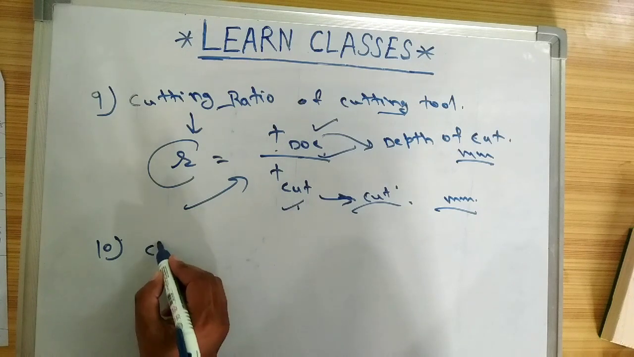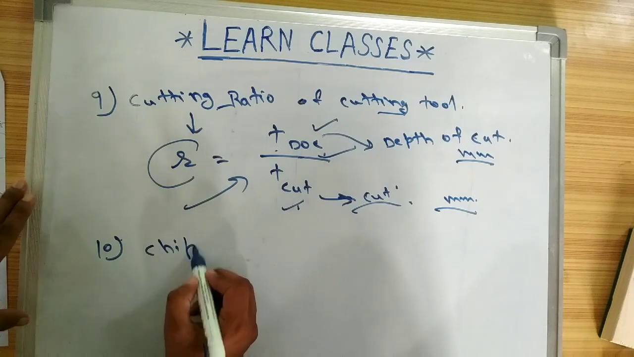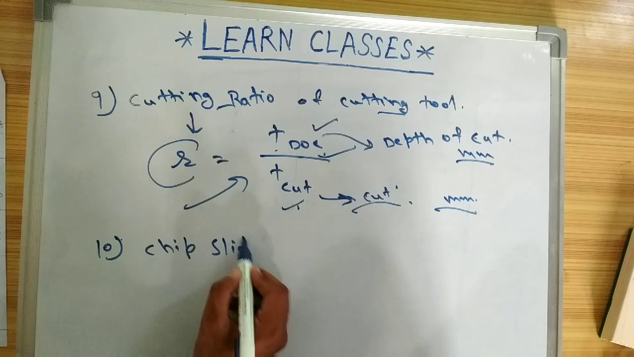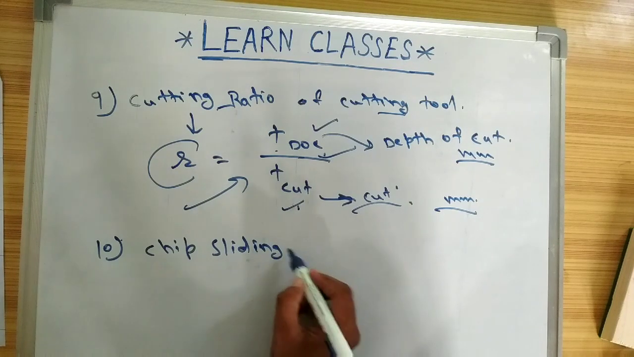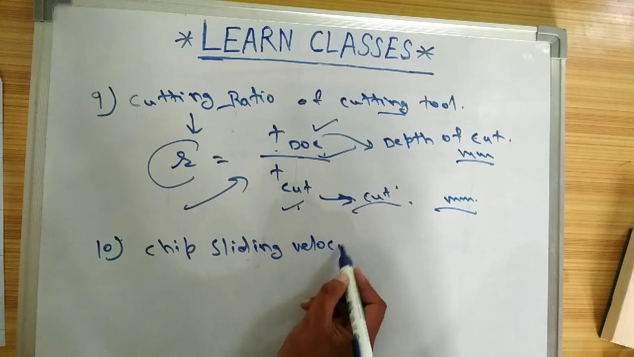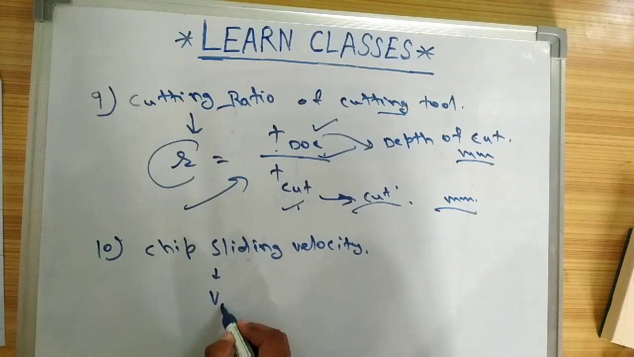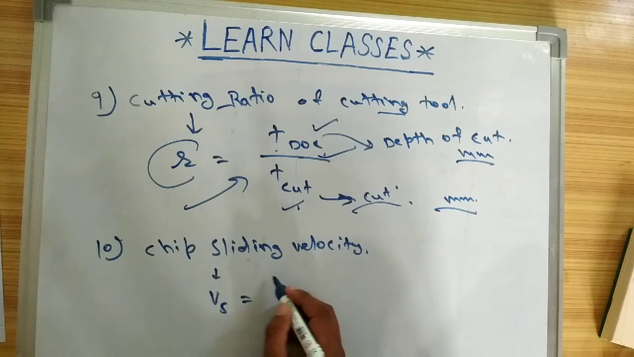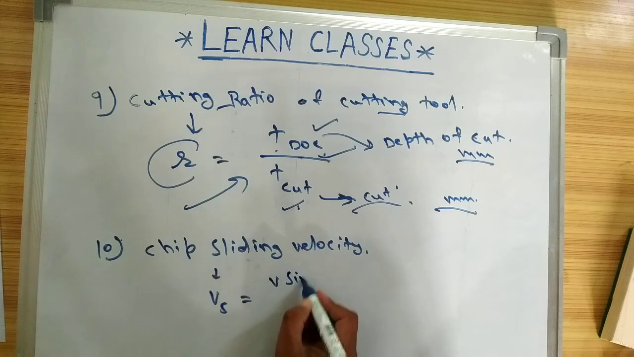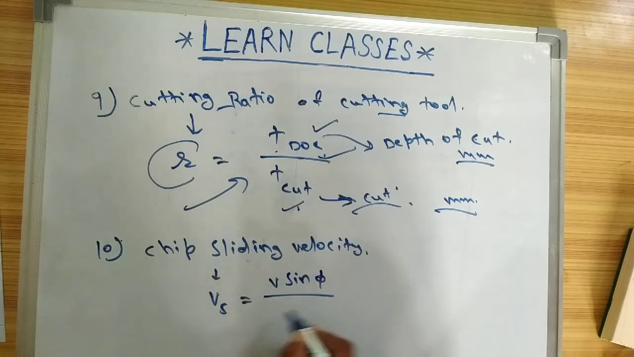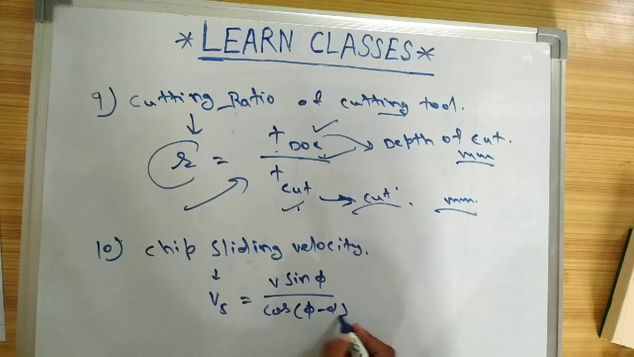Chip sliding velocity is denoted by Vs, and the formula is V sin phi by cos of phi minus alpha.